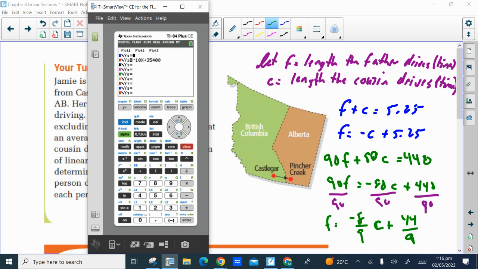Again, instead of F equals, it's Y equals, and instead of negative C plus 5.25, we have to go negative X plus 5.25. Our second equation would be, in brackets, negative 8 over 9. You want to use the fraction, because negative 8 over 9 is actually negative 0.8 repeating. And you can't really put that in your calculator. Plus, in brackets, 44 over 9. So I'm putting the exact slope in, the exact y-intercept.